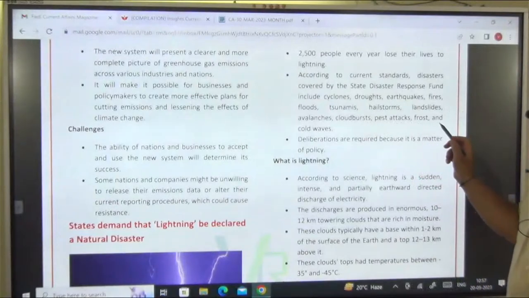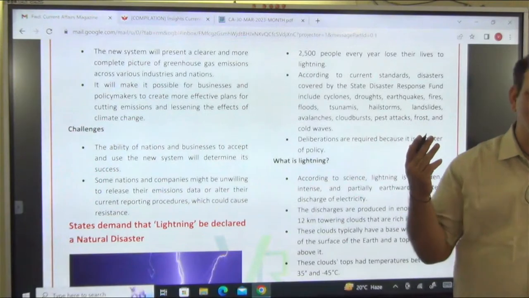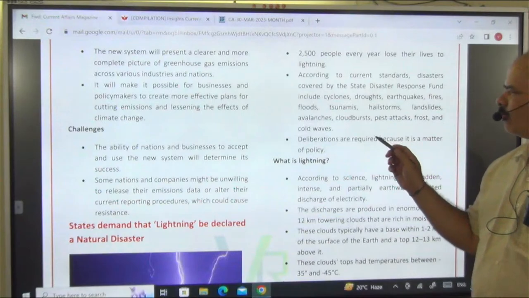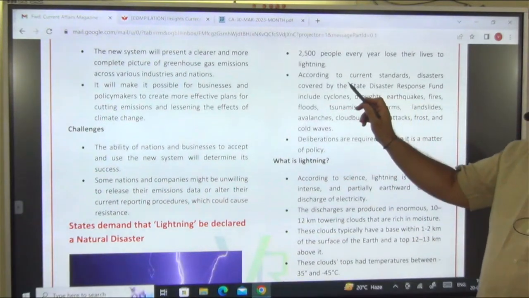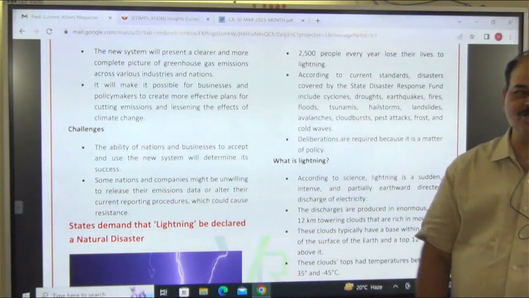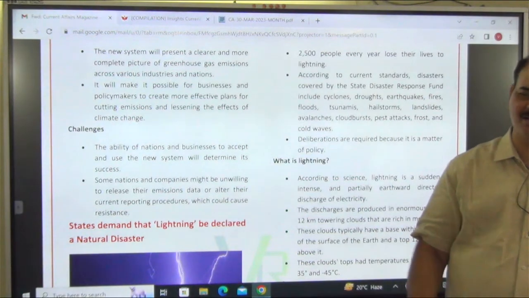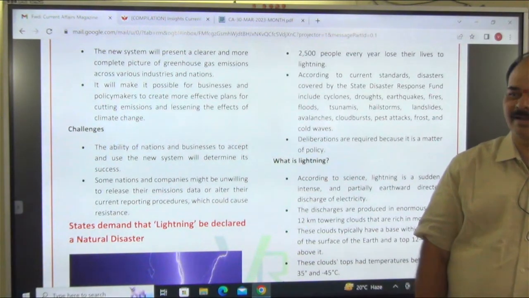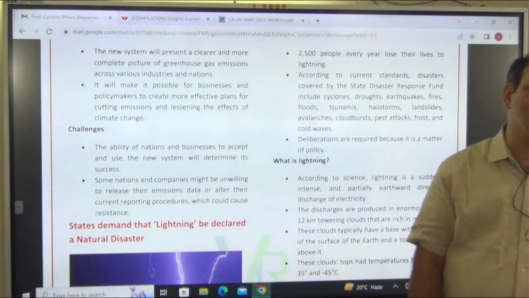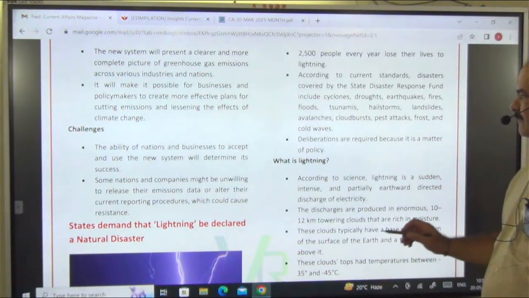Pest attacks. Frost. You know pest attack like locust. Frost and cold waves. See here, even there is no heat wave in this. Even heat wave is also not considered a disaster. But nowadays, the heat wave became more common. And even in the recent days, if I am not wrong, in one place in Maharashtra, in a meeting, nearly 10 members died due to heat waves. Of course, it was in paper.